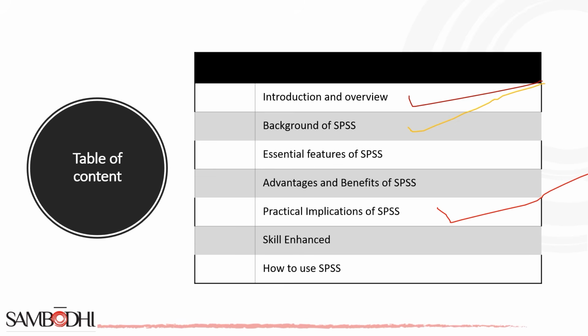The first one is research and academia. As you know, if we are doing research, especially in the social sciences, we must know SPSS, because there will be some descriptive statistics that we have to analyze, and without SPSS we will not be able to do it. So research and academia is the first integral area where we can use it.